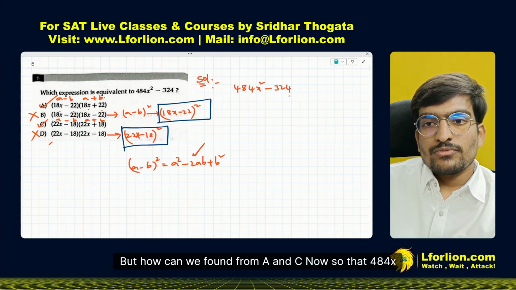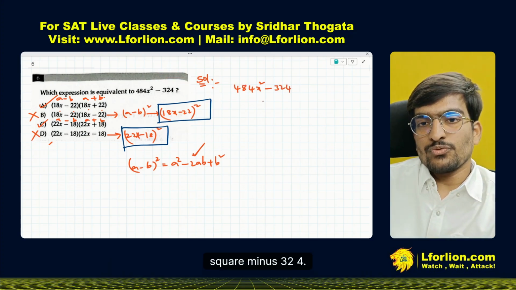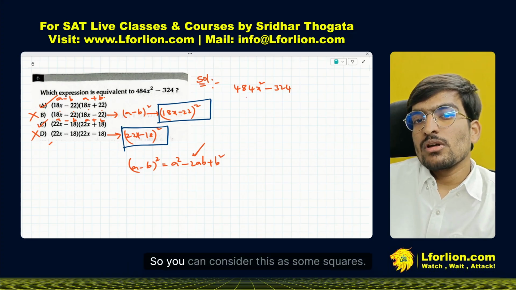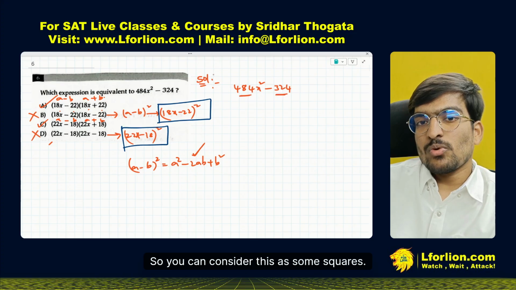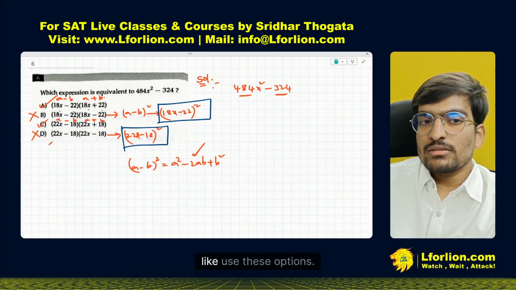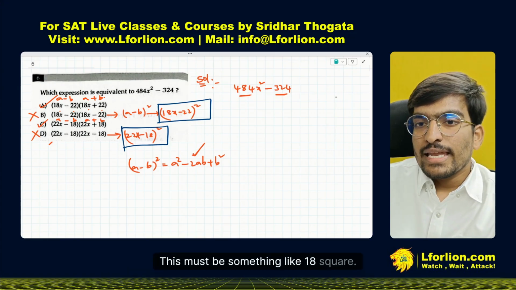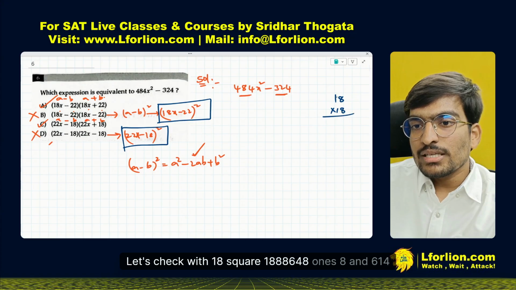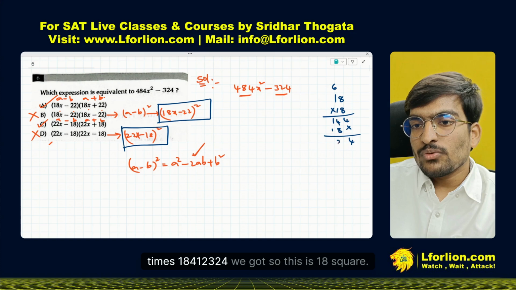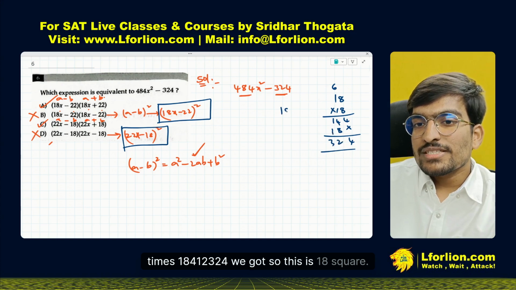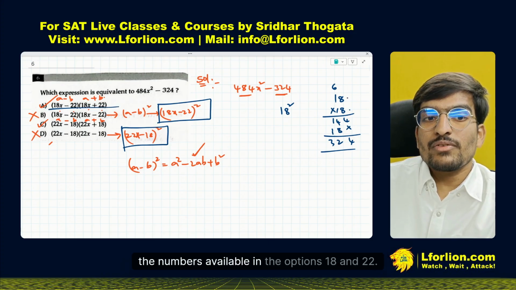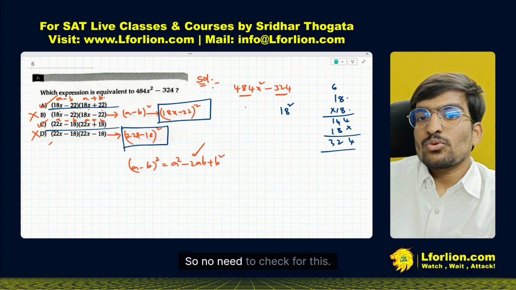So that is 484x square minus 324. After watching the options, it's something like A minus B, A plus B. So you can consider this as some squares. How do you know that it is 18 and 22? Use these options. This must be something like 18 square. Let's check with 18 square. 18 times 18: 8 times 8 is 64, 8 ones are 8 and 6 is 14, then 1 times 18 gives 324. So this is 18 square. Why did I check only 18? Because those are the numbers available in the options, 18 and 22, so no need to check the other one.